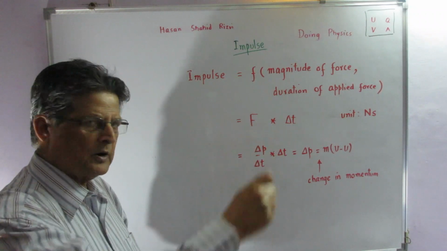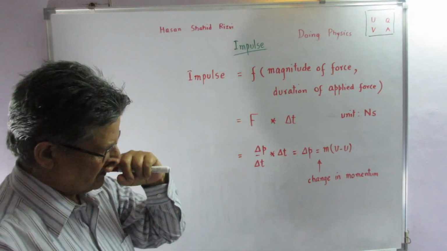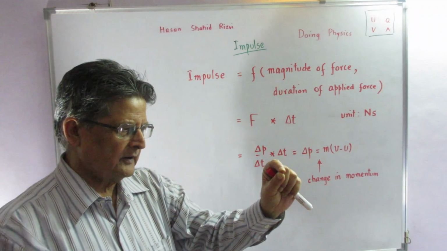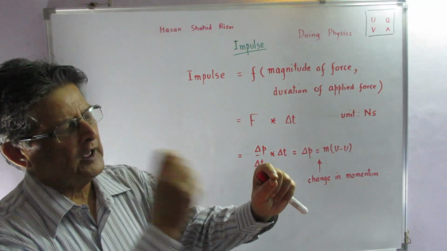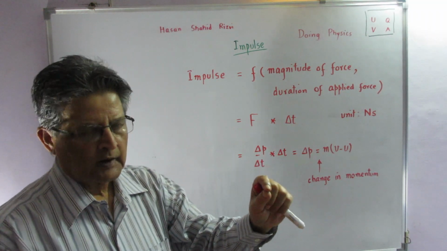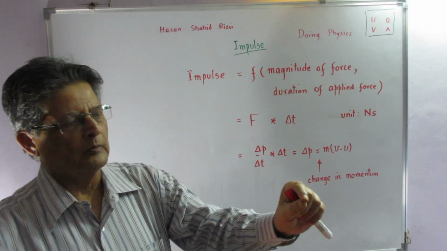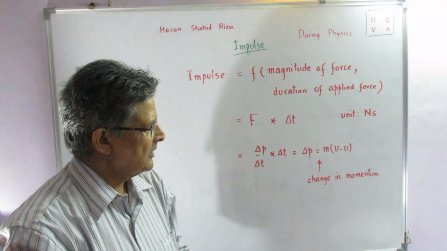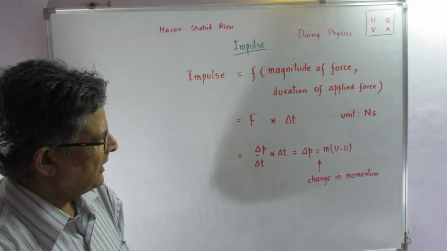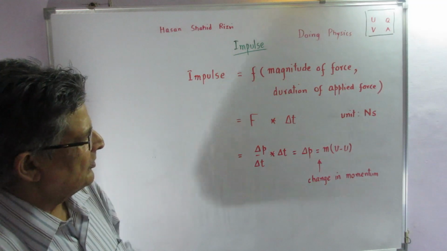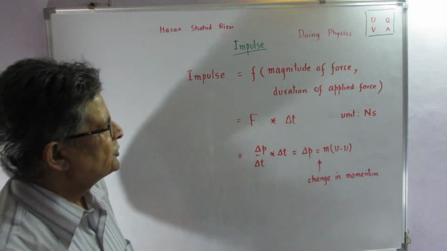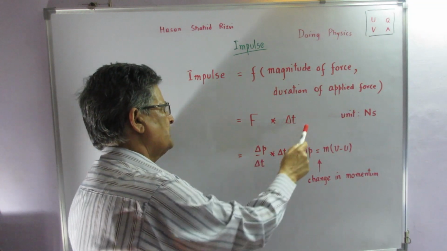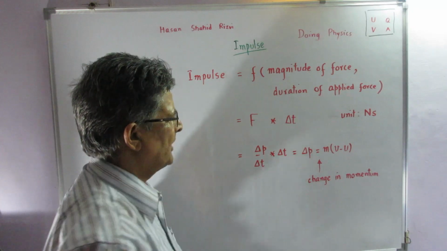Like when we have a hammer and we have to put a nail in a wooden plank, if we apply the force very slowly, then naturally the response will be different from if we hit it fast. So it is a function of the magnitude of the force and the duration of the applied force, which I can say in terms of F multiplied by delta T.